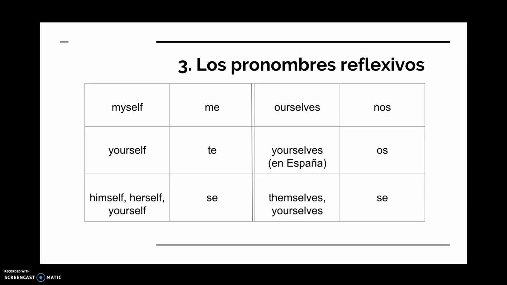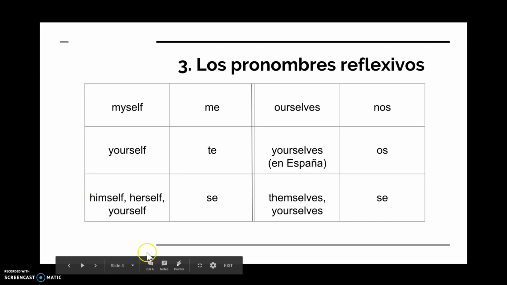Nos means ourselves, so now you may see why I tell you never to abbreviate nosotros, because it means something different. It matches up with the nosotros form. Yourselves in España only is os. And themselves or yourselves is also se, matches up with the ellos or ustedes form of a verb. Make sure that you have all these down accurately so that you know which reflexive pronoun matches up with each verb conjugation.